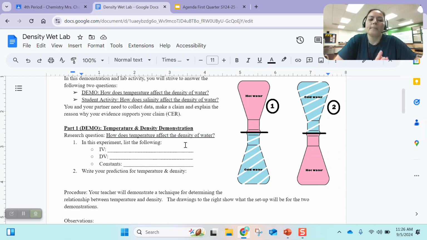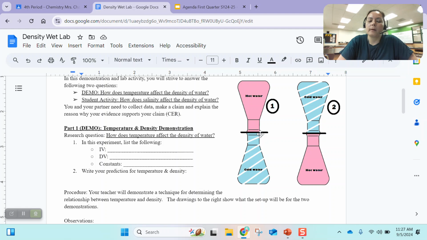Okay, so in this experiment, we need to figure out a couple of things. Just like with every true experiment, you need your independent variable, which is your IV, your dependent variable, which is the DV, and then some constants that we're going to keep the same so we can be sure that the results we get are truly attributed to manipulation of that independent variable. So with the demonstration, we're first looking at how affecting the temperature of water gives rise to differences in density. Okay, so looking at this setup over here, we have two flasks.